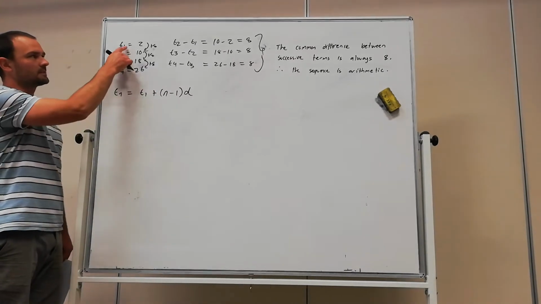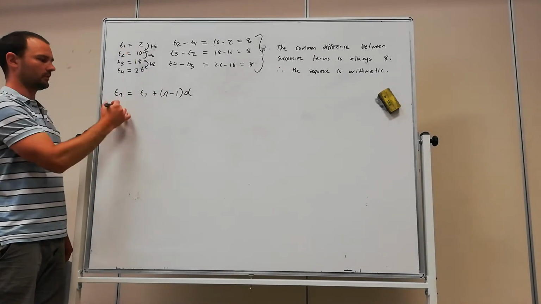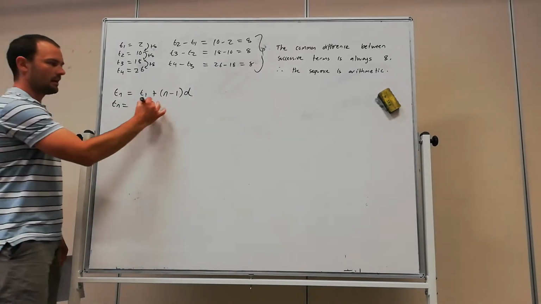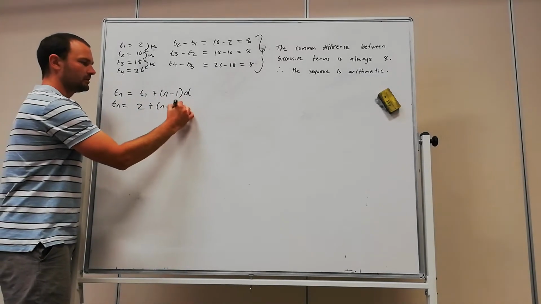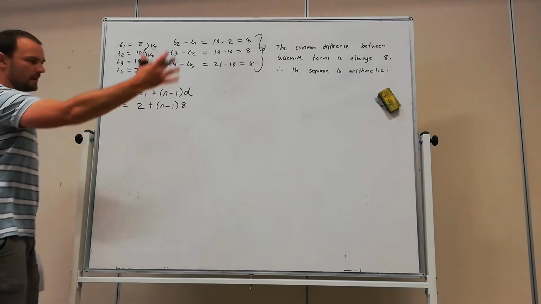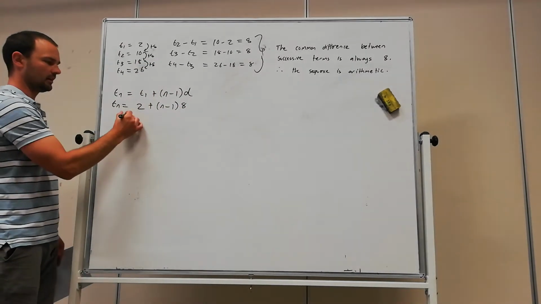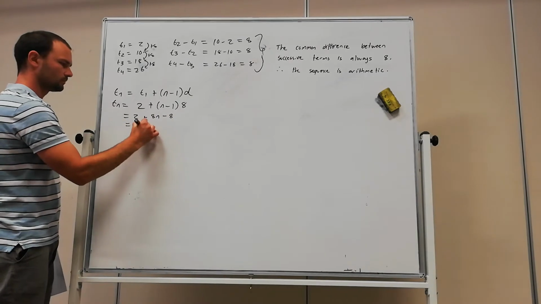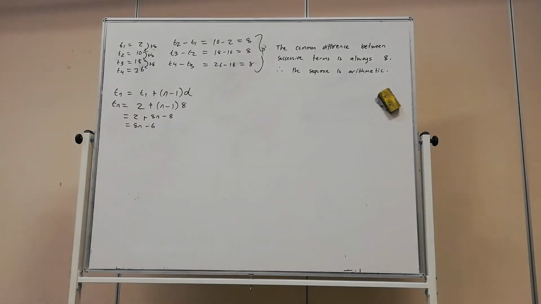We've got our value of t1, that is 2. So let's start filling this in. t1 is 2. And we saw before our common difference is 8. Our value of d is 8. That's how much it's changing by each time. And we're just going to expand this bracket and then collect any like terms there. So the nth term will be 8n take away 6 for any value of n.